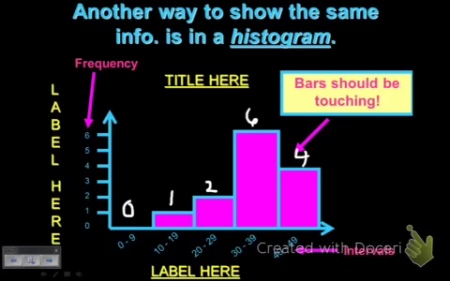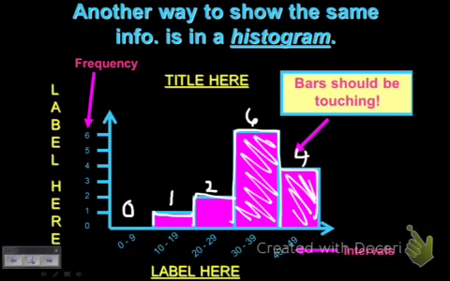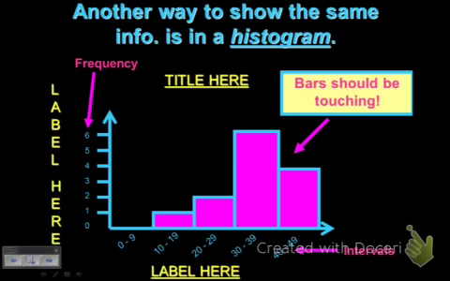Make sure your bars are touching. You draw these in there, and then we color them in. And that is a histogram. It shows kind of where the most data is. It's a visual diagram. All 3 of these are kind of visual diagrams to see where the data is at. Okay? Those are our 3.